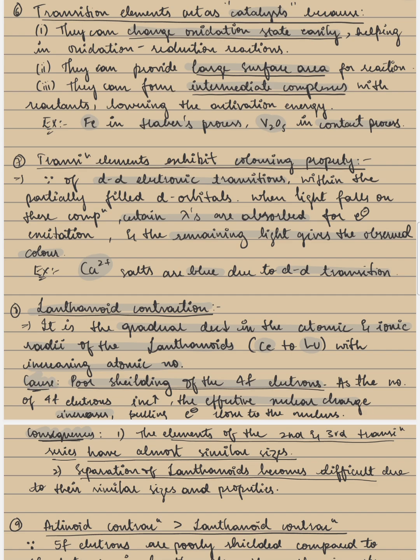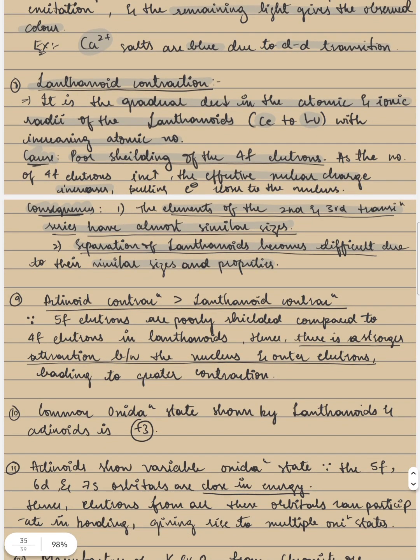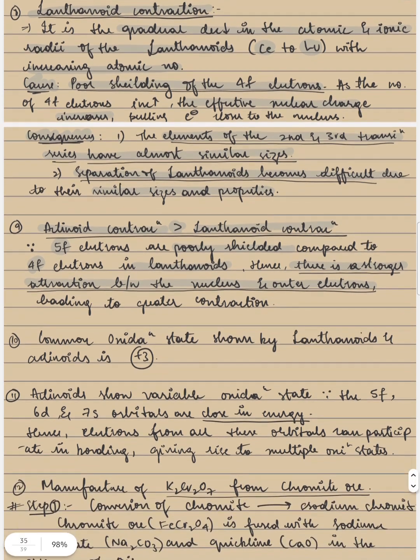The consequences: the elements of the second and third transition series have almost similar sizes, and separation of lanthanoids becomes difficult due to their similar sizes and properties. Now, actinoid contraction is more than lanthanoid contraction, because 5f electrons are poorly shielded compared to 4f electrons in lanthanoids. Hence, there is a stronger attraction between the nucleus and outer electrons, leading to greater contraction.